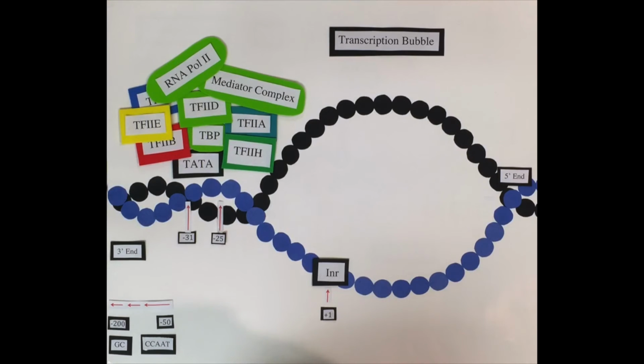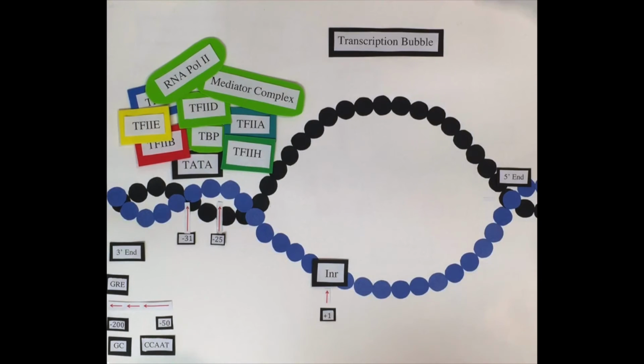Apart from this, we have various response elements which are also present on the DNA. These enable genes to respond to specific factors. For example, we have the GRE, or the glucocorticoid response element, which is the recognition site for the hormone glucocorticoid receptor.